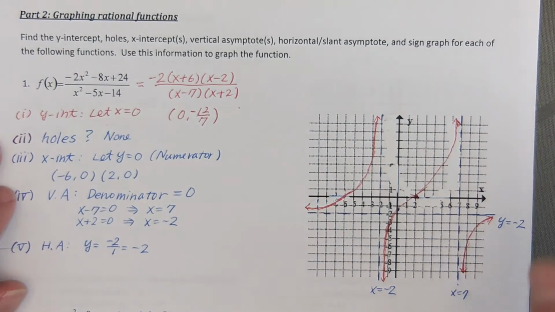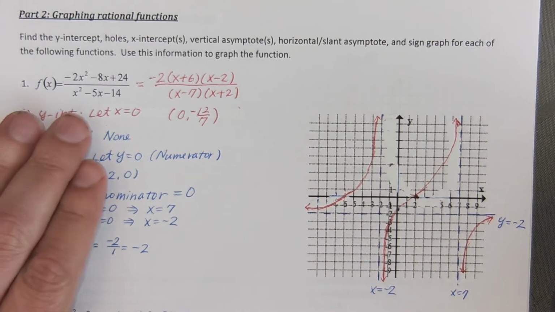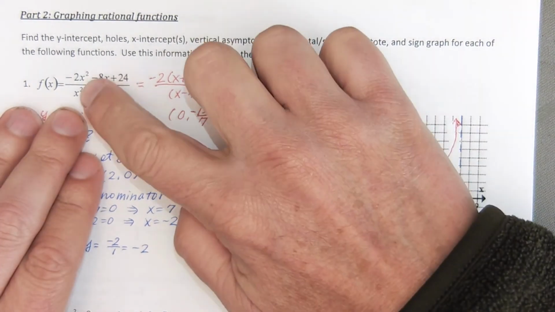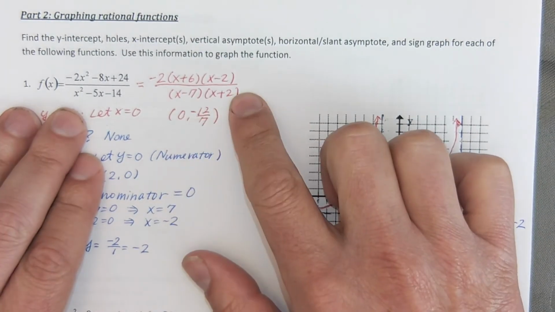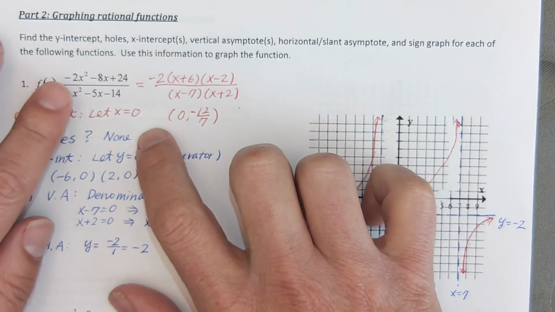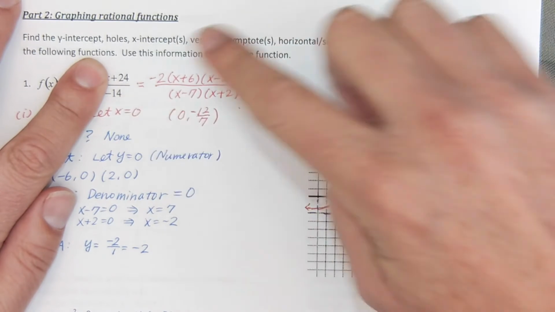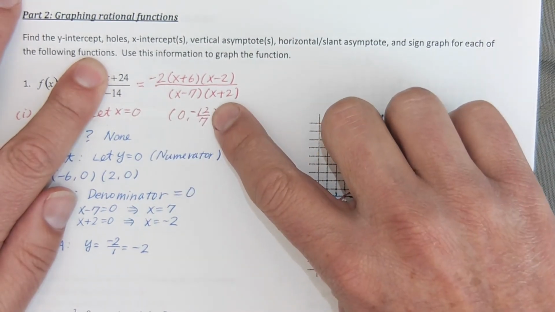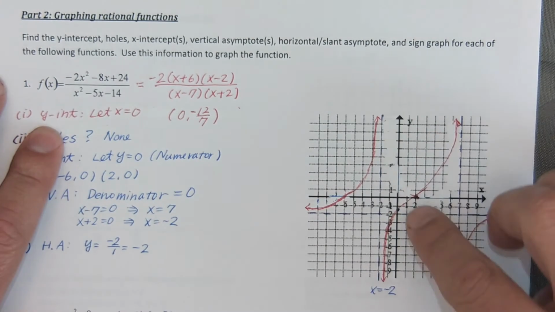So here we are, and we're going to actually graph these things, and we're going to go through our steps here. So here's our function, and first off, I'm going to notice that we have the same degree. So that's going to matter there. And very nicely, we've factored it here. And we're going to start with the y-intercept, where x equals 0. And you can see when x equals 0, we get 24 over negative 14, which reduces very nicely to negative 12 over 7.